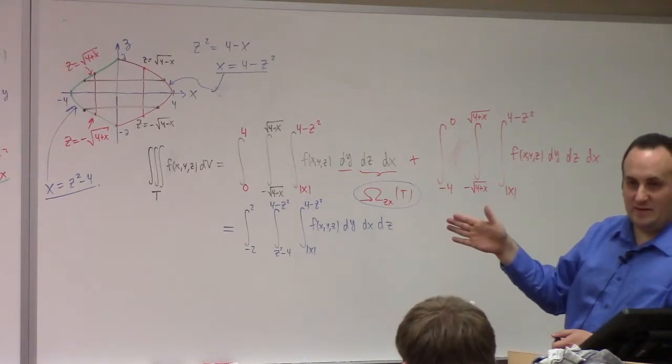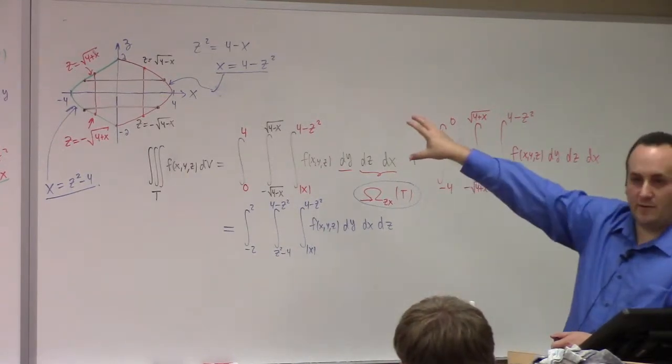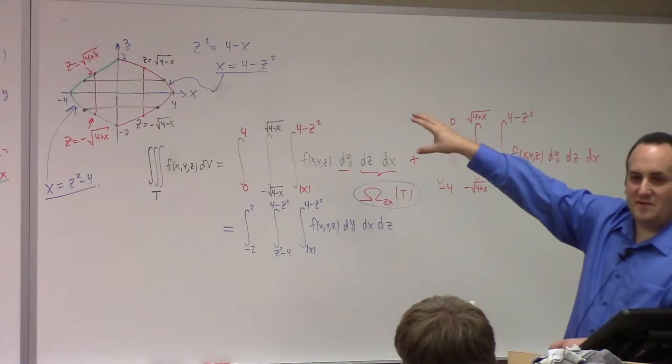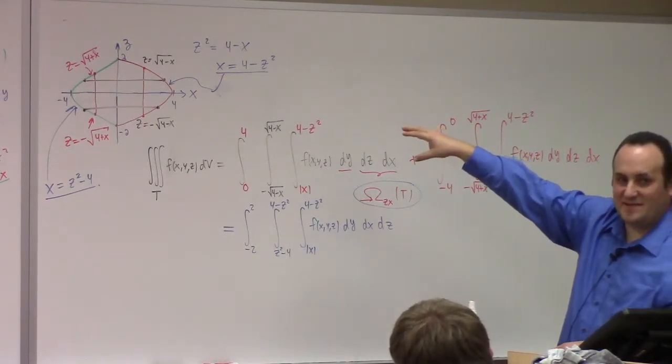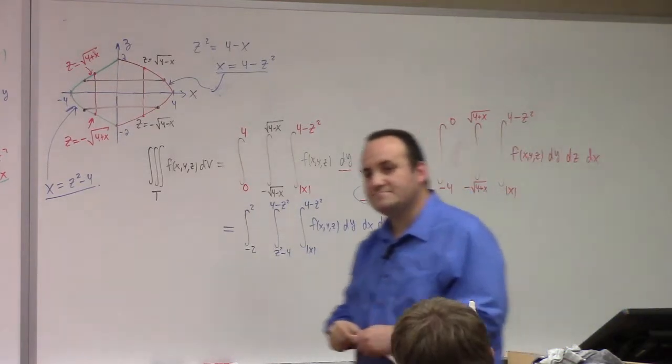Pick a dimension that you don't like, project it out, and then look at the corresponding two-dimensional problem. This, of course, assumes that your solid has a simple enough shape that that makes sense. There are counterexamples to this. Yes?